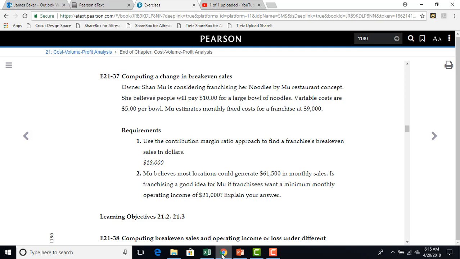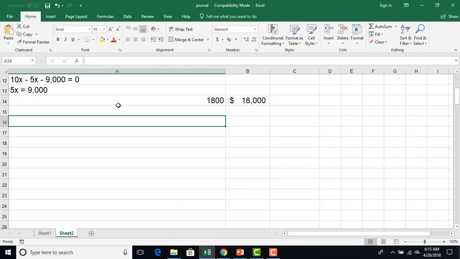All right, so I got two options with this problem. I could either take that $61,500 and convert it to an income number, or I can take that $21,000 of income and try to convert it back to a sales number. All right, so I'm going to take the second option, just because it's easier to work with my equation. I could just set the equation equal to 21,000 and figure it out. So the same equation as before: 10x minus 5x minus $9,000, and I'll set that equal to that operating income number of 21,000.